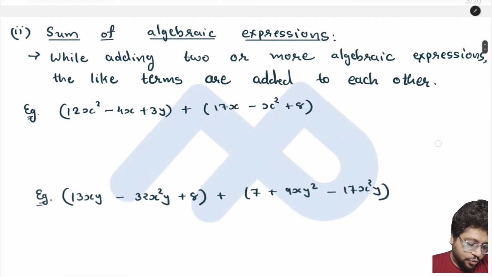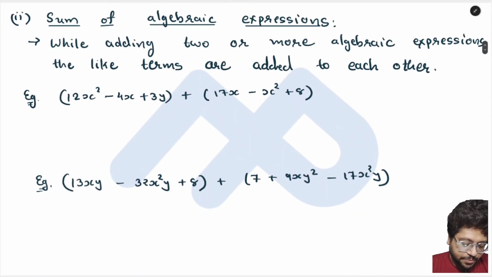Okay, see how you can add the algebraic expression. The topic is sum of the algebraic expressions. Now while adding two or more algebraic expressions, the like terms are added to each other. So basically the concept of like terms is very important, as I said. See this first example, there are two algebraic expressions. This is the first expression which is given in the bracket, and there is another expression, second, and it is also given in bracket.